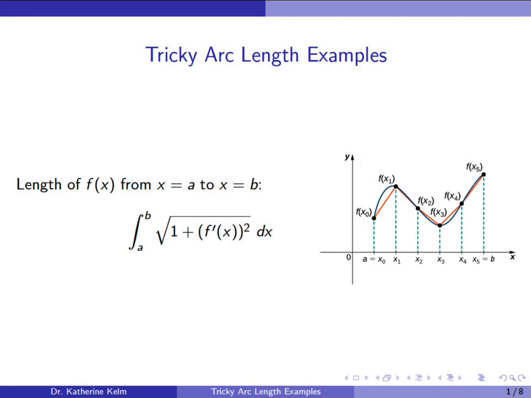In this video, we're going to do some tricky arc length examples. If we have a function f, then the length of f of x from x equals a to x equals b is the integral from a to b of the square root of 1 plus f prime of x all squared dx, if f is continuous and differentiable on the interval a to b. But what if not?